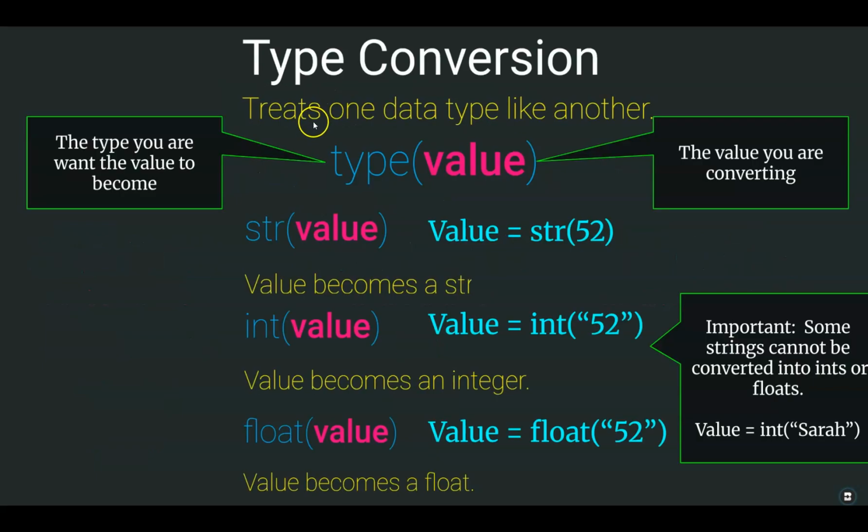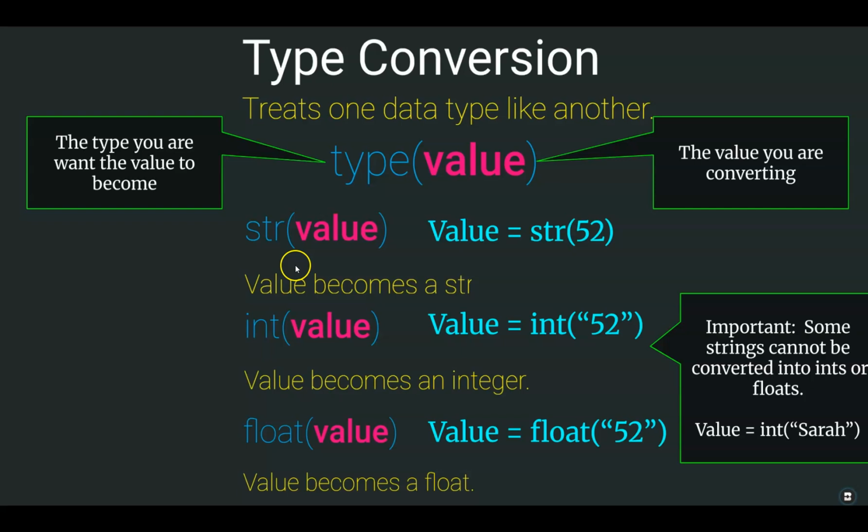Now, luckily, because these types are all different, we can convert one type to another, and we do that all the time. So the way this is written, the syntax is we do the type, and the type is the type of value you want your value to become. So it's not what it is, it's what you want to make it into. And then within parentheses, the argument right here would be the value. So the value you are actually converting.